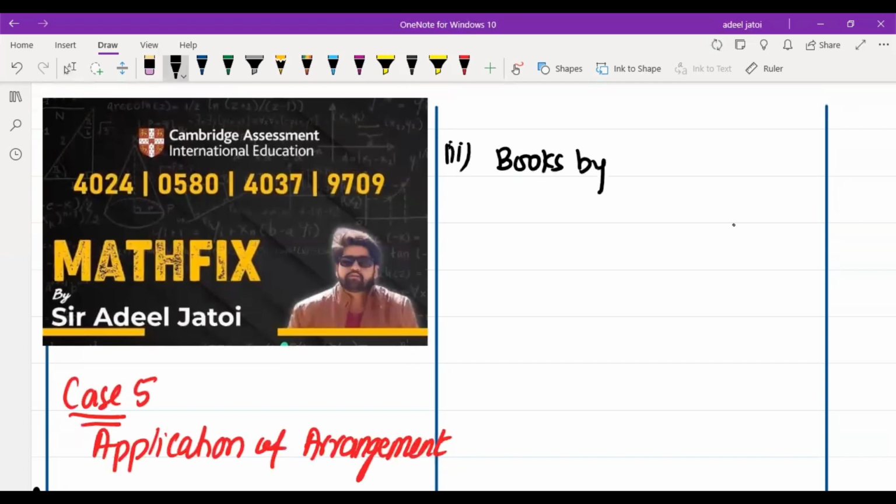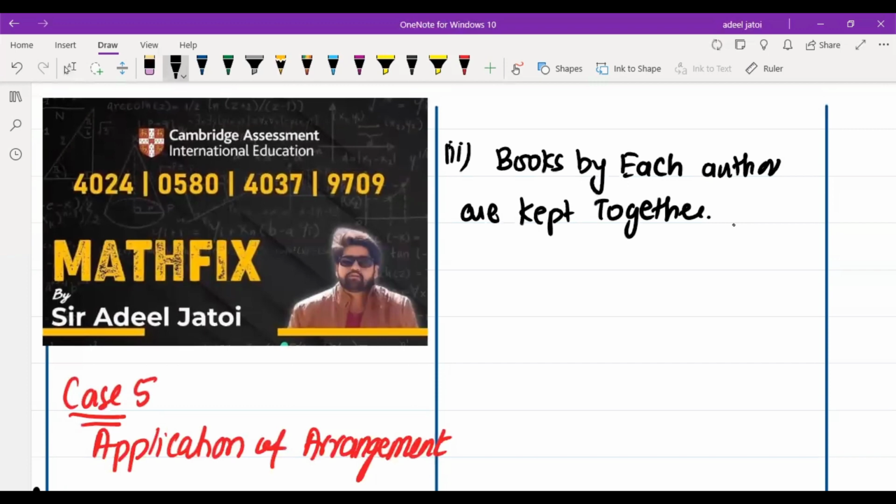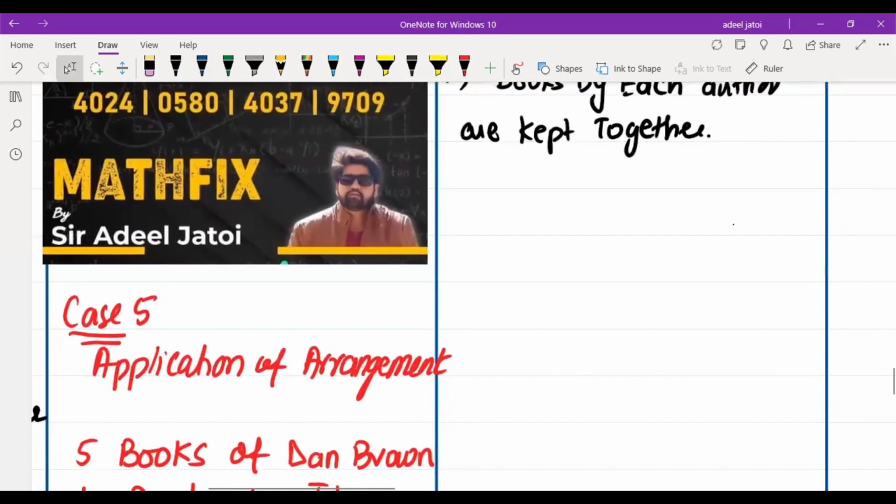Books by each author are kept together. There are 3 different authors. So obviously we'll make sure we have 3 different blocks. So 5, 1, 2, 3, 4, 1, 2, 3. So 1, 2, 3, 4, 5, 6, 7, 8, 9, 10, 11, 12.